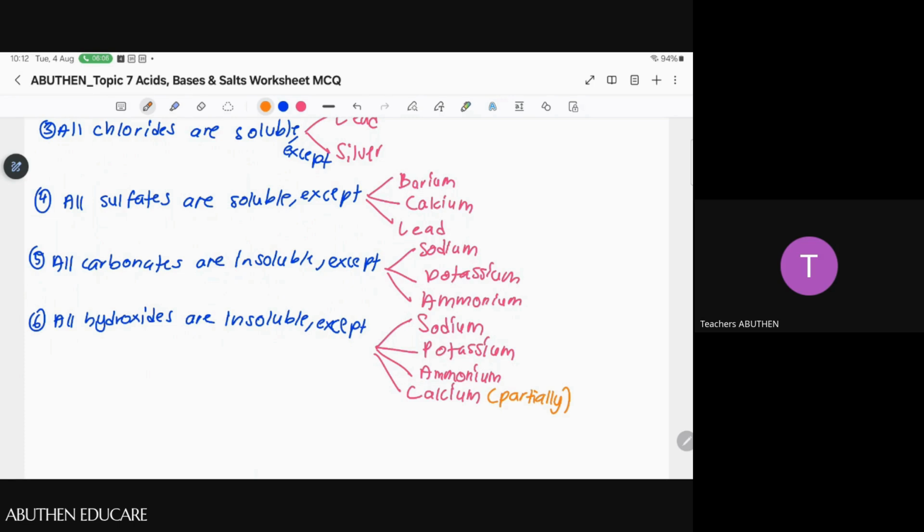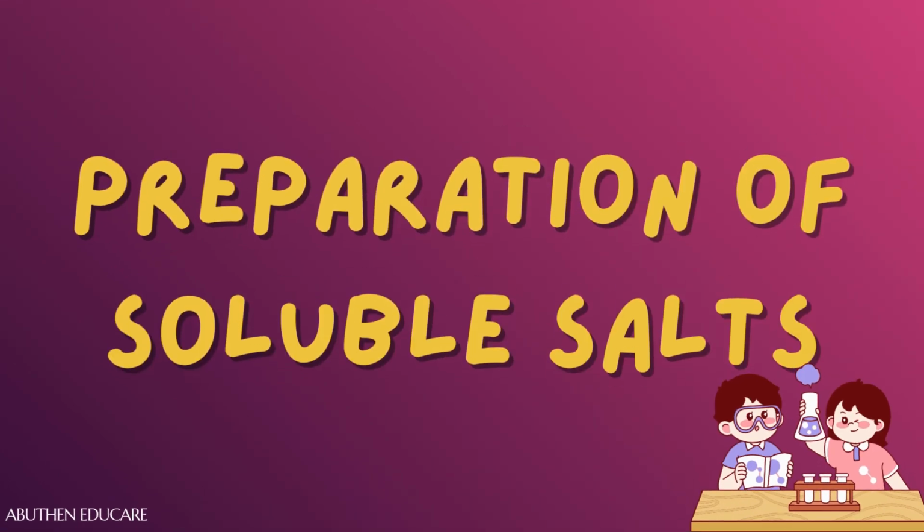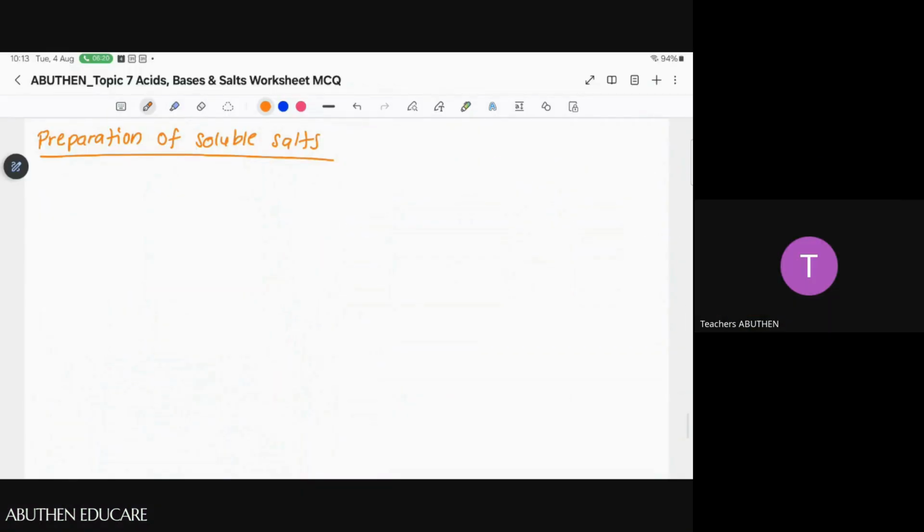After you guys memorize the solubility rules, now we can have a look at how to prepare the soluble and insoluble salt. So for IGCSE, you just need to know 4 ways to prepare the soluble salt. The first method would be acid plus alkali. For this, you have to know what reactants we need, what products we are going to get, is there any specific condition or rule that we have to follow, and then probably the method or technique that we are using here.